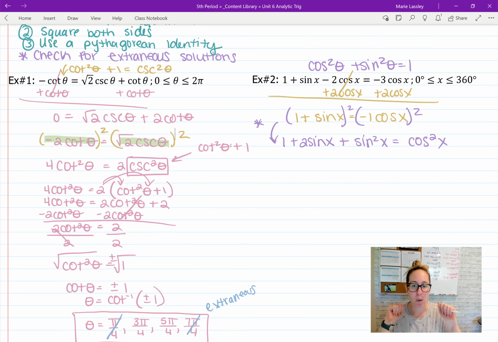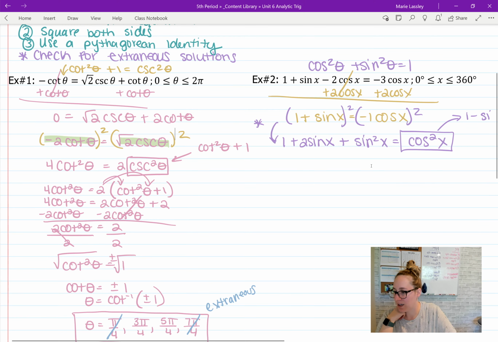So we want to use one of our Pythagorean identities. Let's take a look at this. We have a sine squared and a cosine squared. Since we have 2 sines, it's going to be more beneficial for us to replace the cosine squared instead of replacing the sine squared, because if you replace sine squared with something with a cosine in it, you would still have a sine and a cosine, which is not ideal. We're trying to make this all one trig function. So we're going to replace cosine squared with 1 minus sine squared.